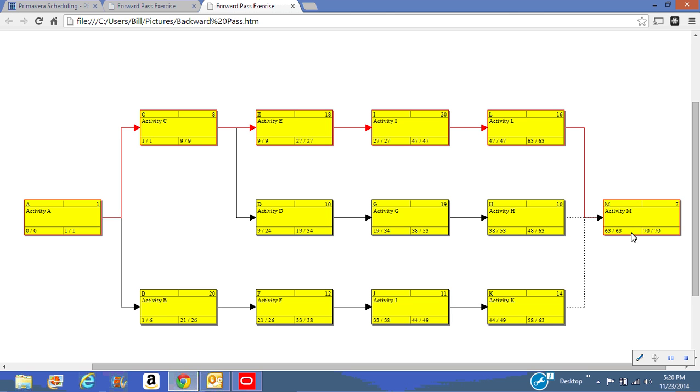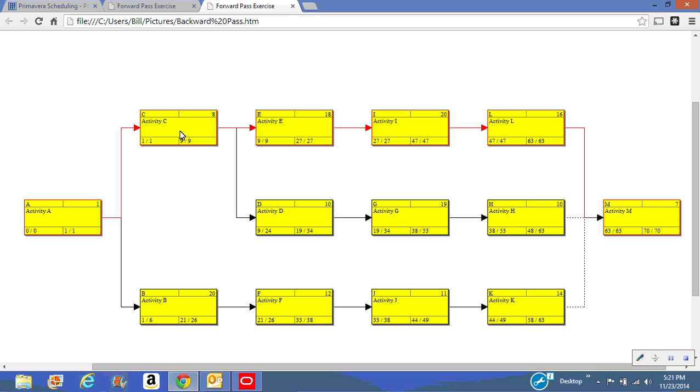So in this particular case, obviously 0. We move over to activity L. We know that 63 is the answer we got back here on the backwards pass, so I plug in 63 at the end. We subtract 16 days. That's day 47, which is exactly the answer I got going forward. And you'll see that's true for everything else in red.